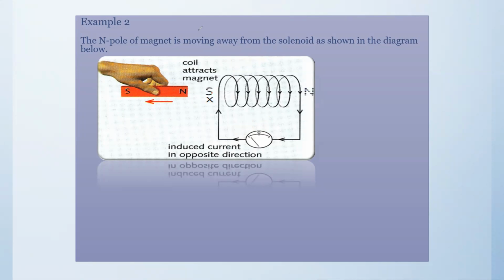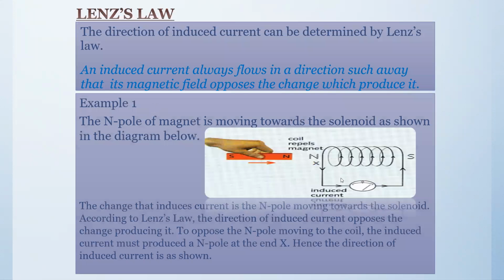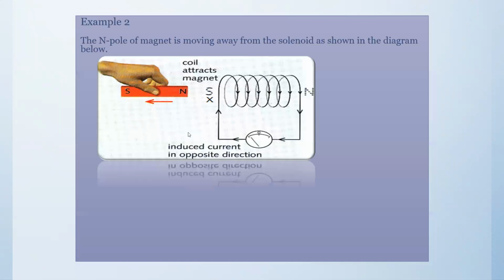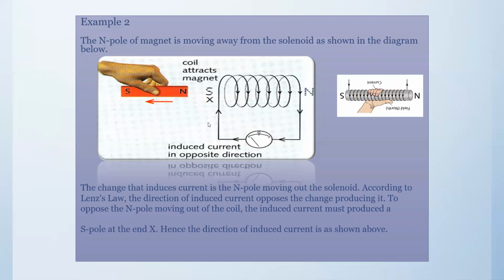In the previous example, we were moving the magnet towards the solenoid, and the needle deflected towards the right-hand side. The opposite will happen if you are moving the magnet away: the needle will deflect in the opposite direction. And the amount of deflection depends on the speed at which we are moving the magnet. If we are moving the magnet at a higher speed, either towards or away, the deflection will be large.